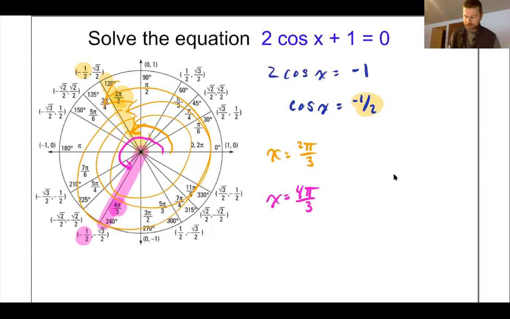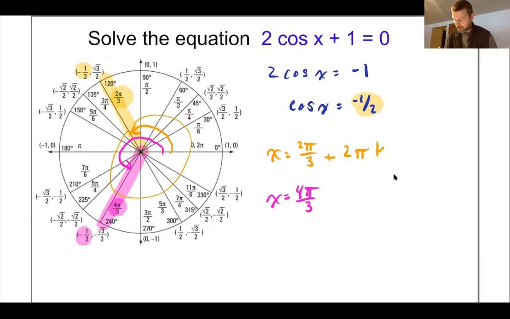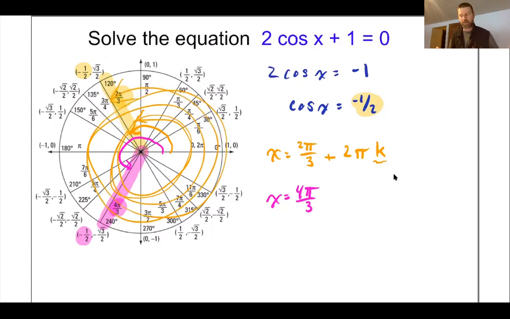So I can list all infinite answers that land here on that orange angle by saying it's at 2 pi over 3 plus a full circle more. How many full circles I'm going to add? It doesn't matter. I'm going to say plus 2 pi k, where k is just some integer. So if k is 0, I didn't add any circles. If k is 1, it's adding 1 circle. If k is 10, I'm adding 10 circles and landing right back there. So by saying my answer is 2 pi over 3 plus 2 pi k, that's listing all infinite answers that land on that yellow radian measure.